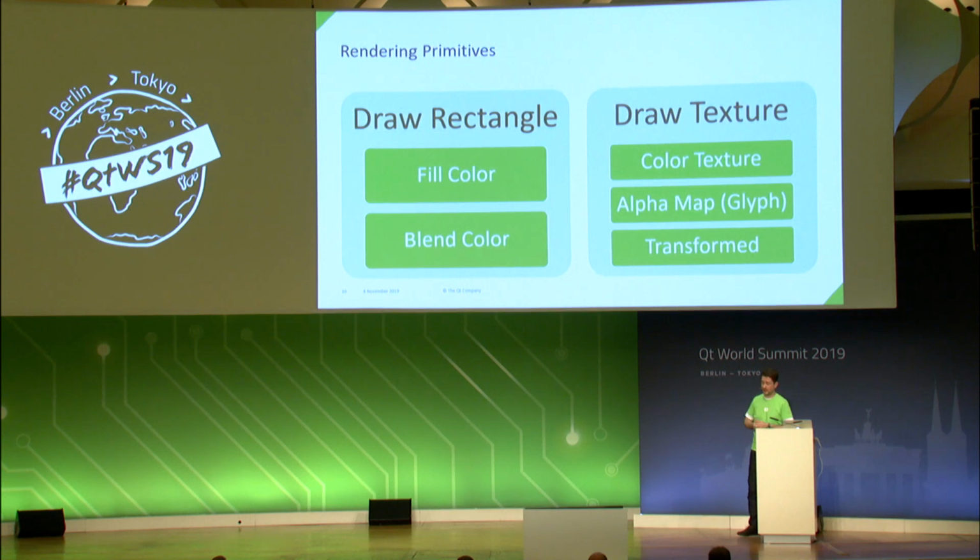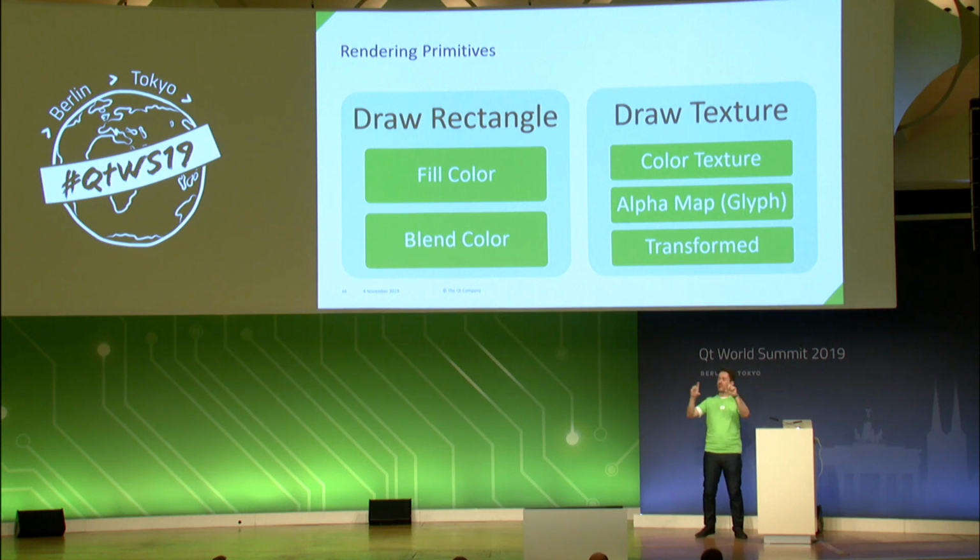But let me explain a little bit more about it. I call them rendering primitives. It turns out that all of those 2D user interfaces, in terms of primitive rendering, can be simplified very much. And I'm going to say there are two types of operations or primitives: drawing rectangles and drawing textures.